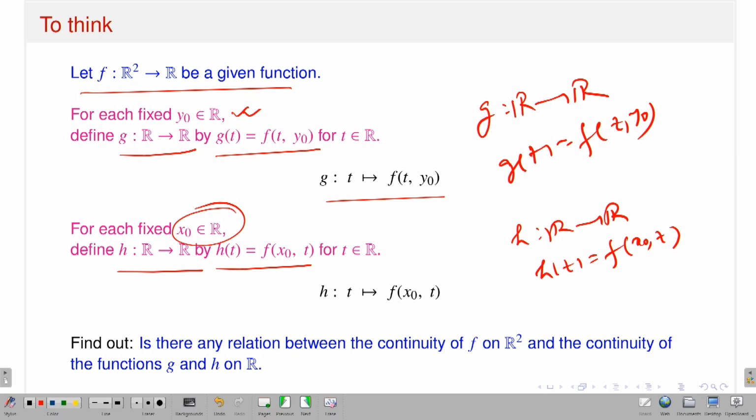Now, the natural question is: is there any relation between the continuity of f and the continuity of g and h, these component functions? Here, component means I am keeping one variable fixed and thinking of it as a real valued function of a real variable. So, is there any relation: does continuity of f imply the continuity of g and h, or does continuity of g and h imply the continuity of f? Let us see.